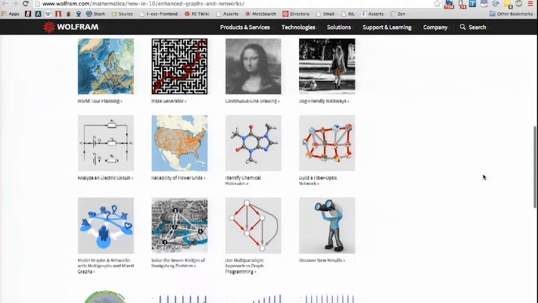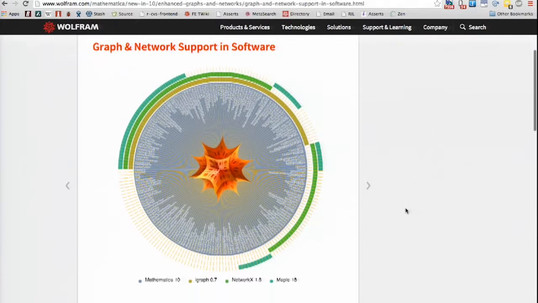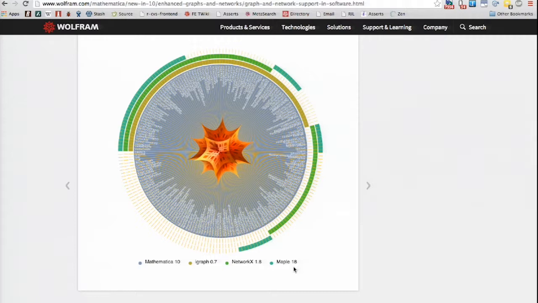So here, you know, here's some of the bigger other systems that do graphs and networks. Most other things are very niche. And there's Mathematica in the middle, competitor systems in the round. And so even for scope, it's very complete, but there's no comparison for performance either.